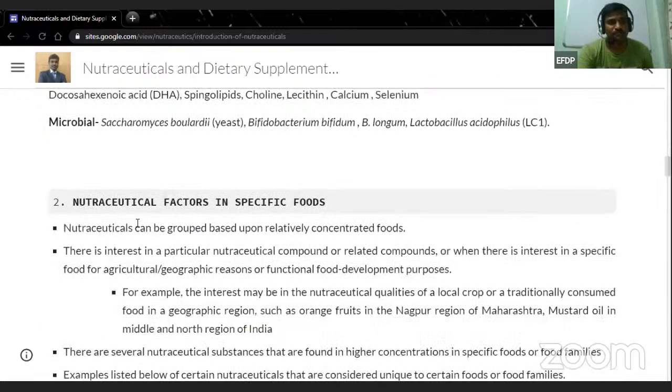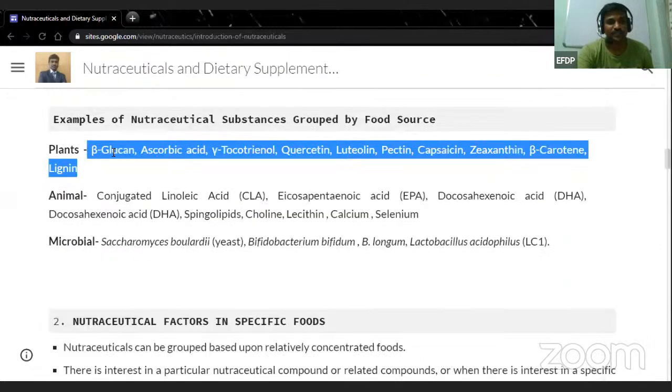So these are nothing but plants. Animal sources are there. Plant components are beta glucan, ascorbic acid, alpha trienol, quercetin, luteolin, pectin, capsaicin, zeaxanthin, beta carotene. These are components of plants. Animal.